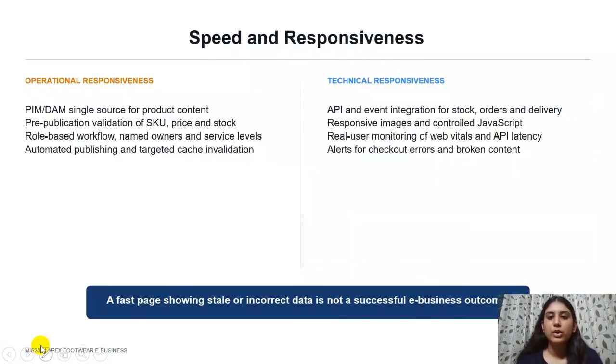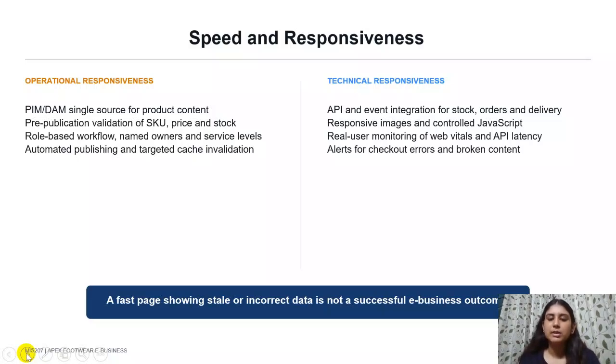Having modern technology is not enough. The system also needs to be responsive both technologically and operationally. From the technical side, Apex can improve front-end performance, images, JavaScript usage, API latency, and real user monitoring. But operational responsiveness is equally important.